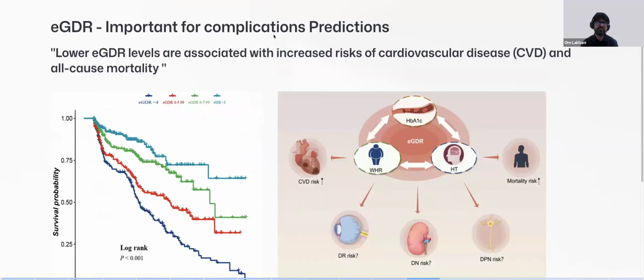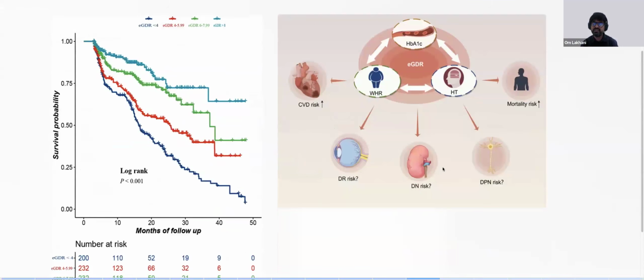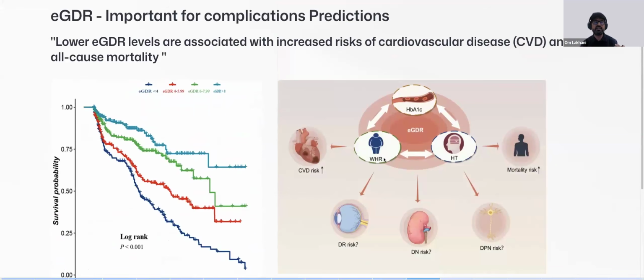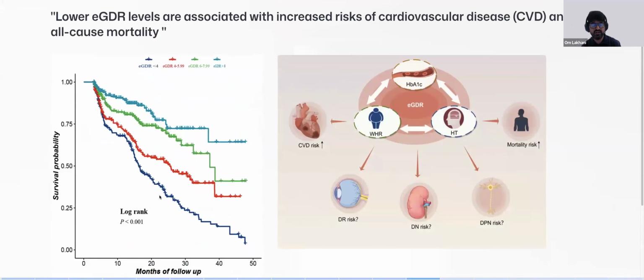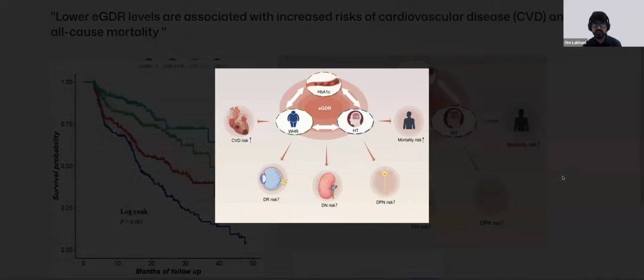eGDR is now emerging as a very important cardiovascular and renal risk marker. It has direct correlation with CVD risk, diabetic nephropathy risk, and mortality risk also, right? So that you can see. And for the eGDR, the lower the value, the more the risk. Higher the value, less the risk. So it's a negative correlation here. And you can see here the survival probability in relation with the values also, right? This is the graph. Okay.